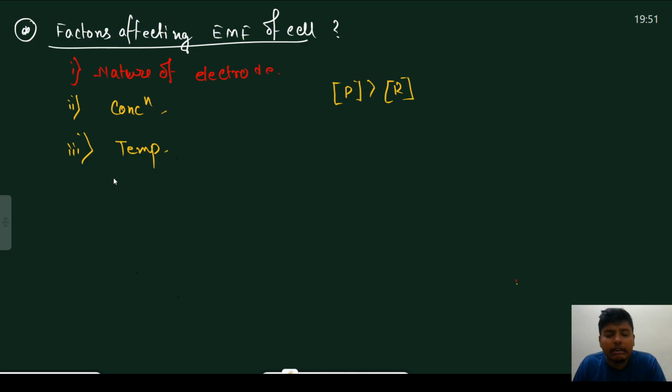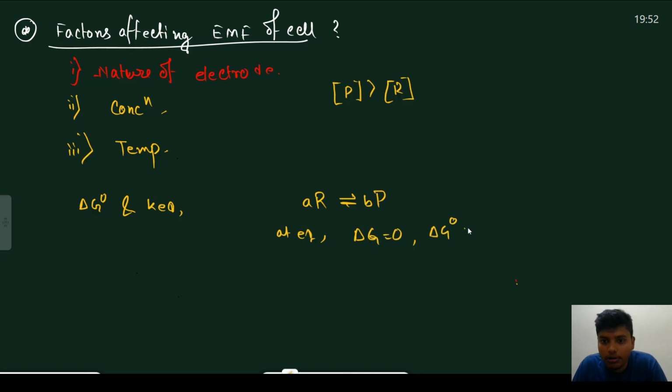From the Nernst equation, you can understand the delta G naught and K equilibrium value. You know that at equilibrium, for example a reaction is reactant to product, delta G value will be 0. Remember this: delta G value is 0, delta G naught value is not equal to 0, and the reaction quotient will become K equilibrium. So what will be the Nernst equation? 0 is equal to delta G naught plus RT ln K equilibrium. Yes or no?